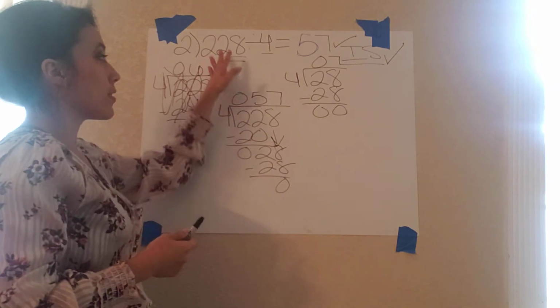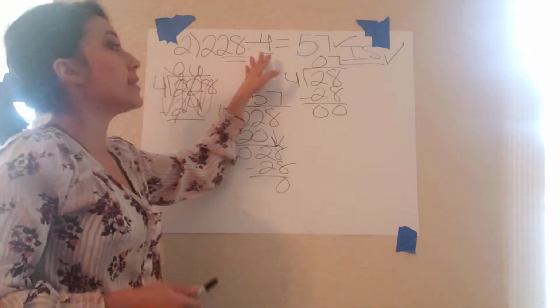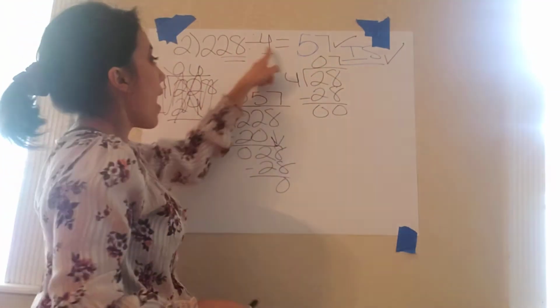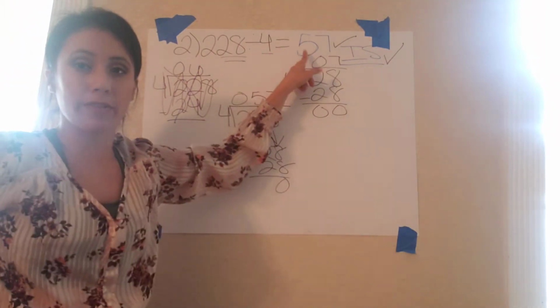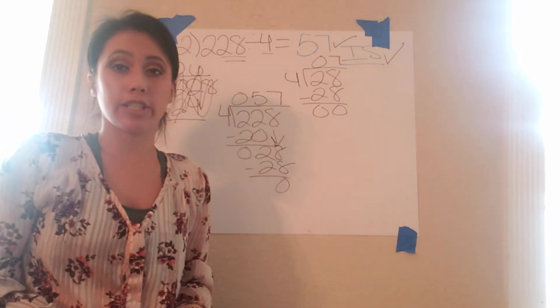So what we learned from here is that 228 is divisible by 4. And the answer for 228 divided by 4 equals 57. Does anybody have any questions?